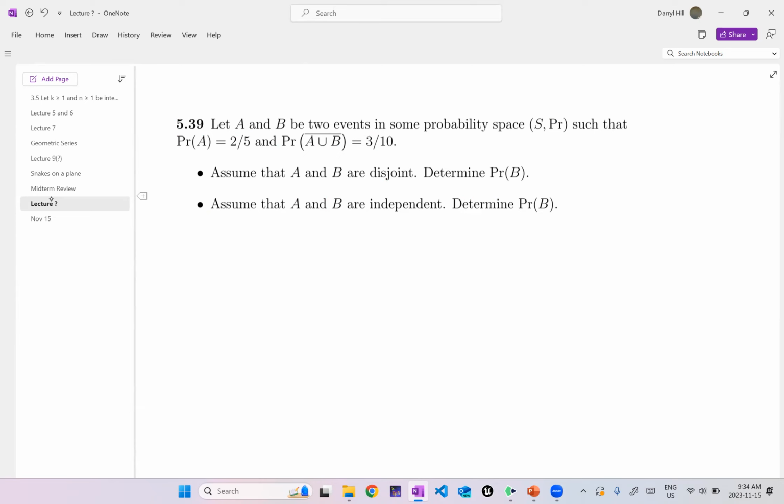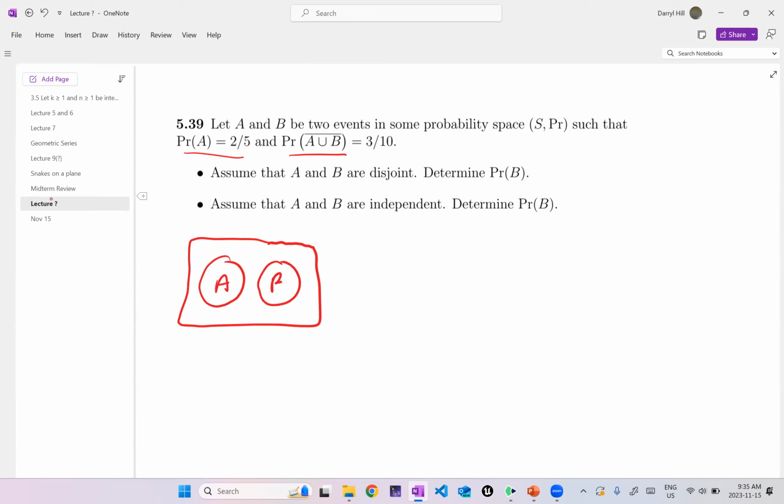So let A and B be 2 events in some probability space such that the probability of A is equal to 2/5 and the probability of not A union B is equal to 3/10. So assume that A and B are disjoint, determine the probability of B, and assume that A and B are independent, and determine the probability of B. Okay, so first of all, what does it mean if they're disjoint? Let's do the first one. That means they have no outcomes in common.